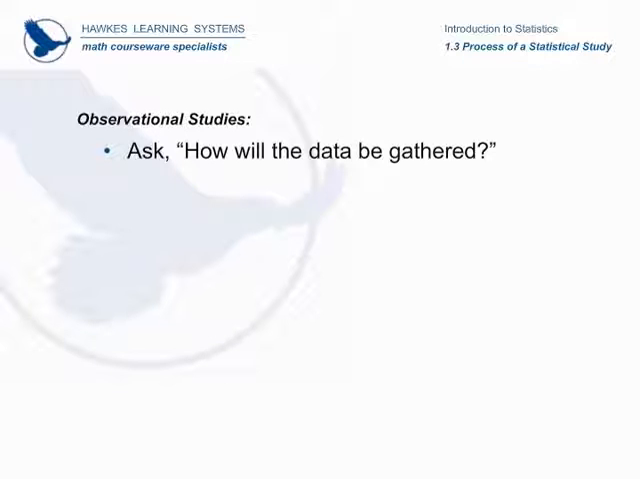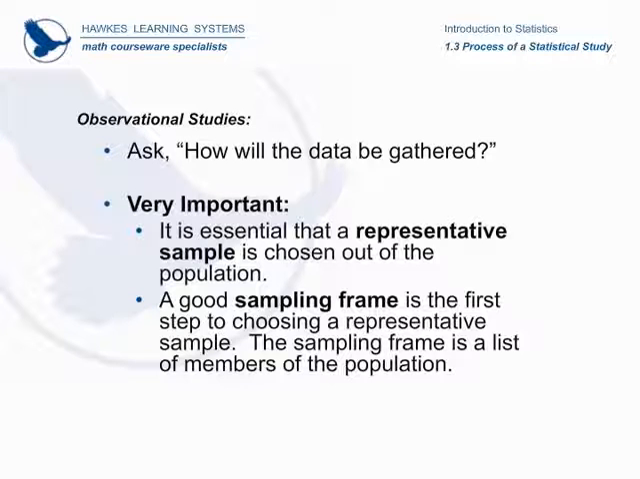Let's take a look at observational studies. An observational study asks, how will the data be gathered? What is very important is it's essential that a representative sample is chosen out of the population. And that simply means that the sample that you choose from the population should represent the population or have like characteristics. The sample should be similar to the population.